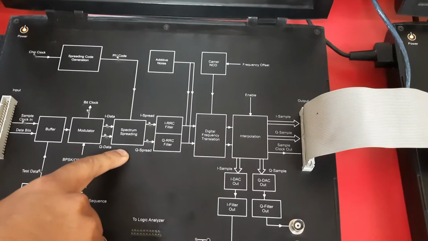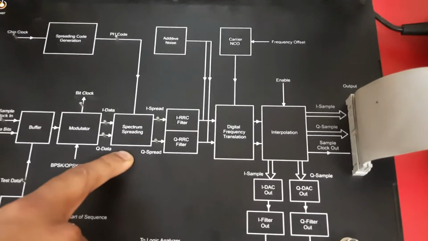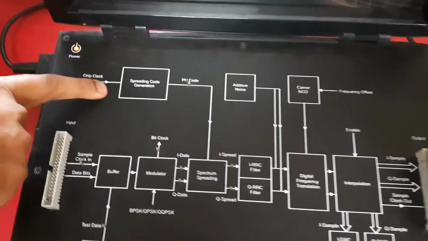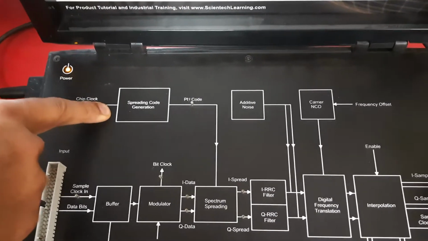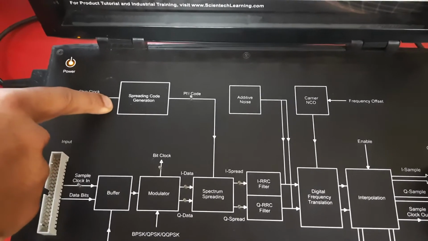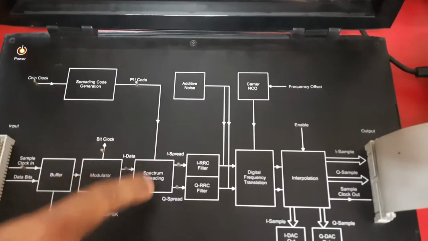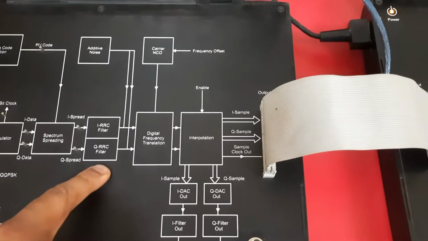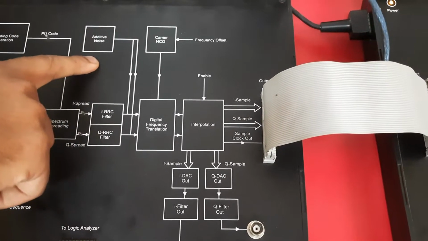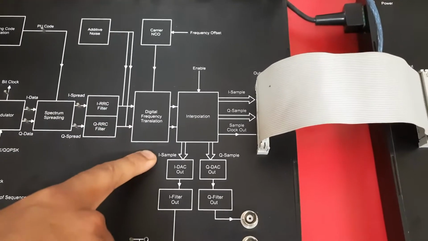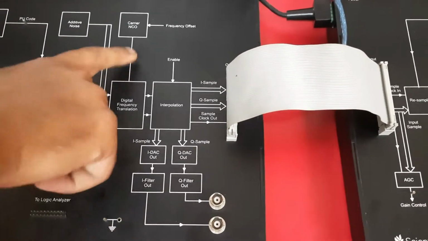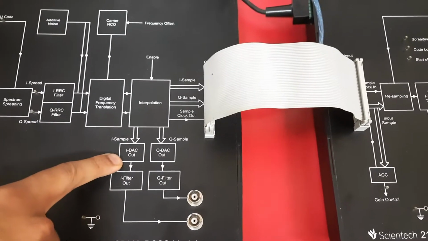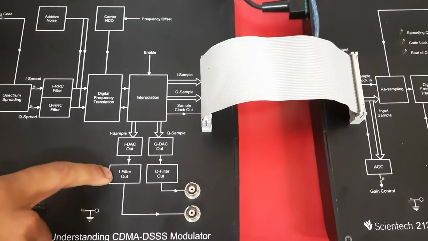After getting the I/Q data, we are going to perform the spectrum modulation. For that we need a PN sequence, the PN code generator. This is the PN code generator block which generates the PN sequence according to our type of coding scheme, and it gives the PN code, which will multiply with our signal. After that we have some filters, I RRC filter, Q RRC filter, and if you want to add some noise, additive noise is there. You can add or remove the noise according to our test cases. These are the frequency offsets, the digital frequency translation, interpolation. These are some ADC output, I DAC, Q DAC out, I filter out.